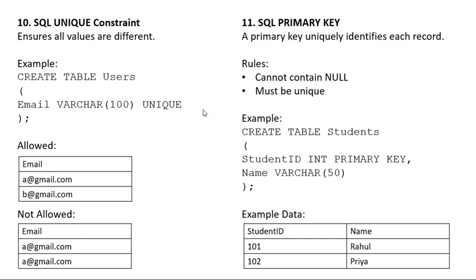Next, the PRIMARY KEY uniquely identifies each record. The rules are that it cannot be null and must be unique. For example: CREATE TABLE students, and inside the parentheses student_id INT PRIMARY KEY, comma, name VARCHAR(50). So with a primary key, null data is not allowed and only unique data can be written. The student_id must be a unique id and null is not allowed.